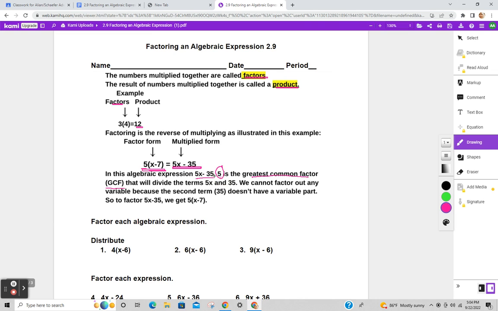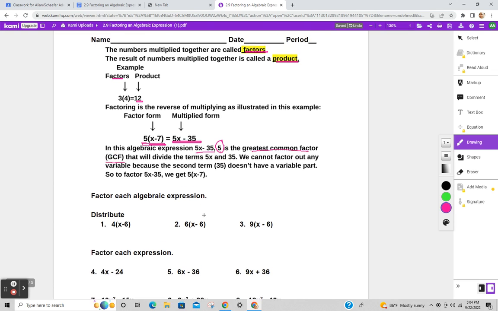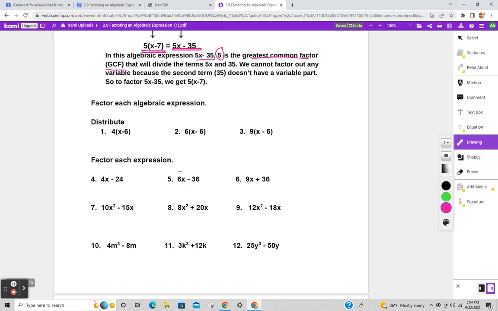I'm going to begin this lesson with a review of the distributive property. So I'm going to use the distributive property on the first three problems. I'm going to distribute because I want to show you that factoring is actually the reverse of the distributive property. So I'll distribute 4 to each term in the parentheses. 4 times x is 4x, and 4 times minus 6 is minus 24.